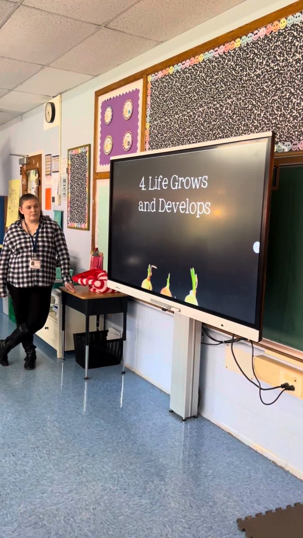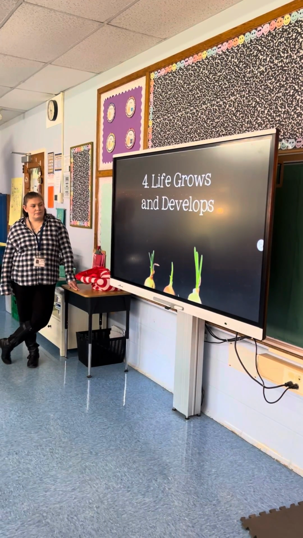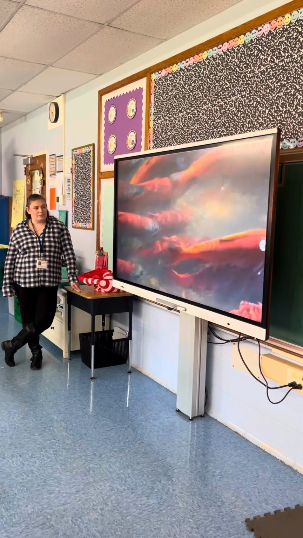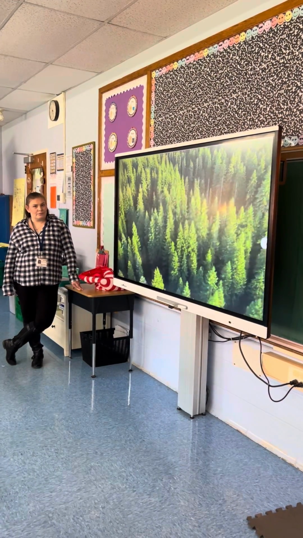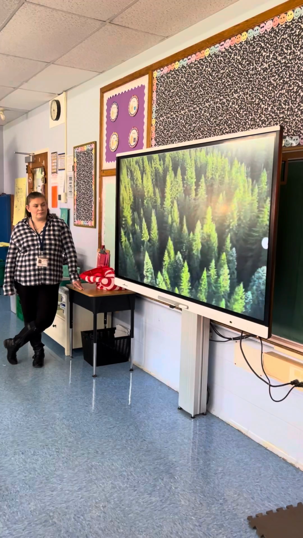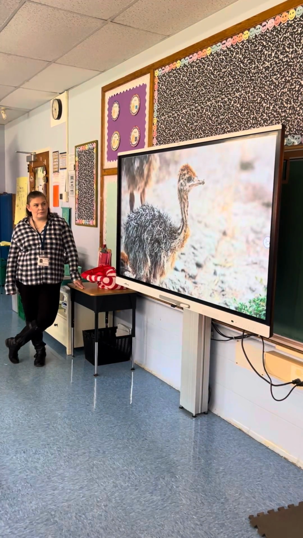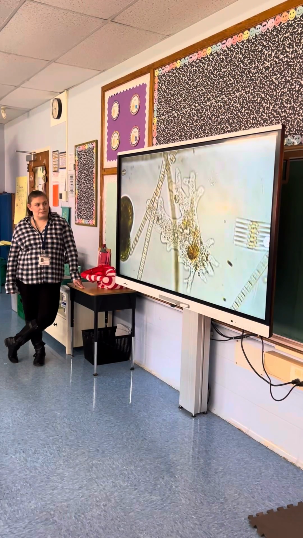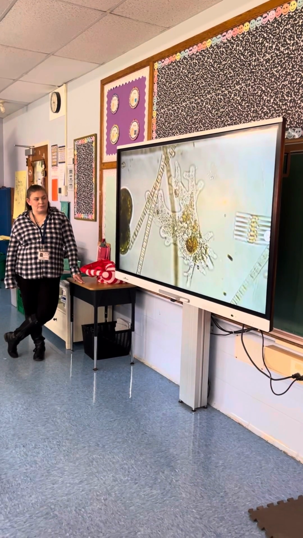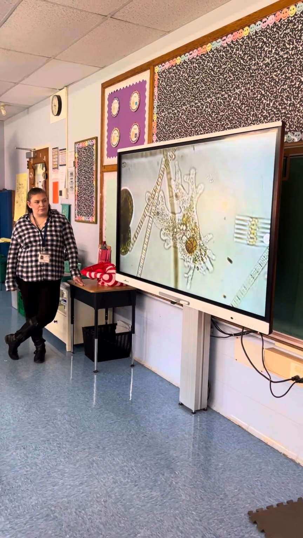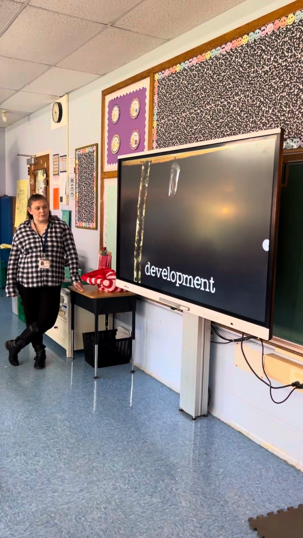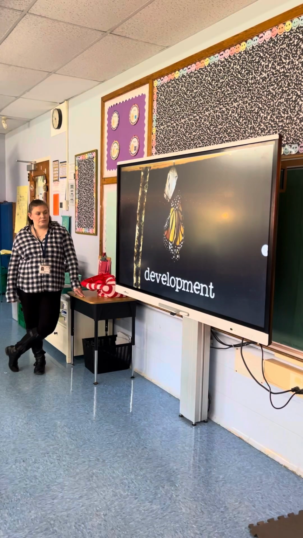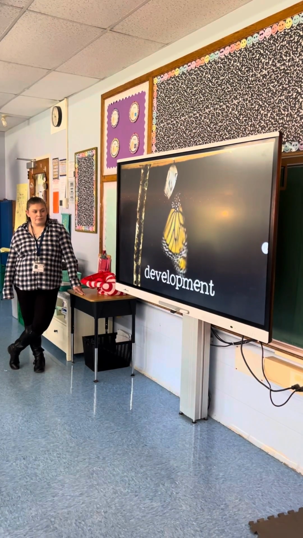4. Life grows and develops. All living things grow and develop throughout their lives. Multicellular organisms increase in size and complexity by increasing the number of their cells through cell division. Unicellular organisms grow by expanding the size of their single cell. Development involves a series of changes in an organism's form and function over time.